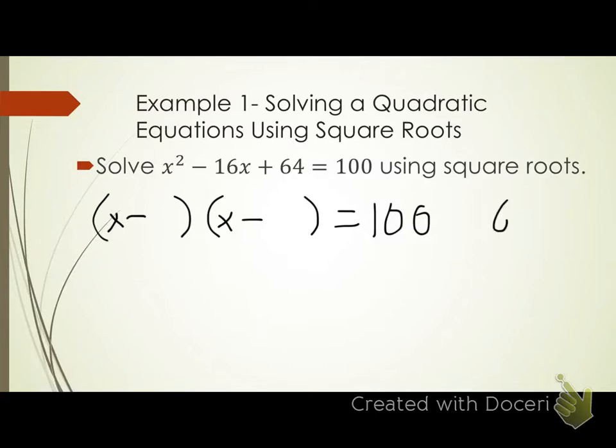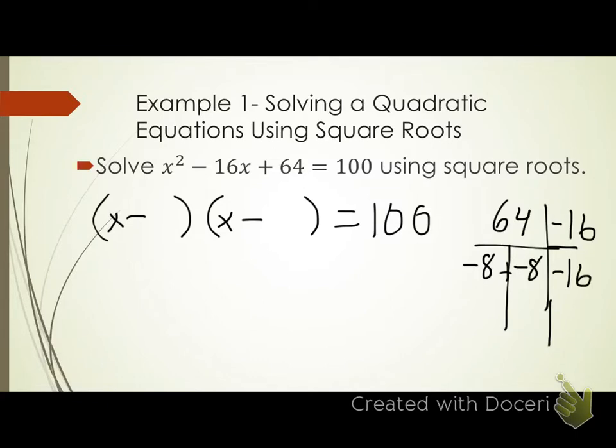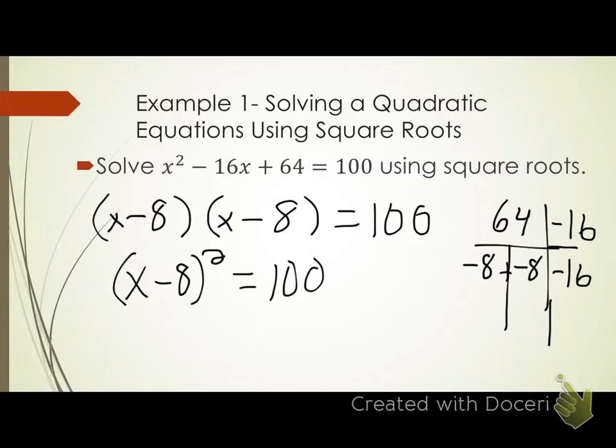Now I'm looking for two numbers that multiply to give me 64 and add to give me negative 16. What are some things that multiply to give me 64? Negative 8. Negative 8. What's negative 8 plus negative 8? Negative 16. Is that what I'm wanting? Yes, it is. So I get x minus 8, x minus 8. Oh, look, perfect square trinomial, because my two factors are the same exact thing, right? So how can I write x minus 8 times x minus 8? X minus 8 squared equals 100. Everyone okay with that? Any questions on what we've done so far? We've just factored. My two factors are the same, so I can write it as x minus 8 squared.